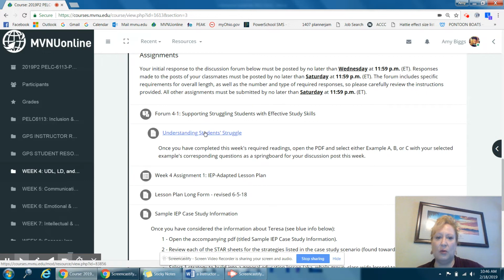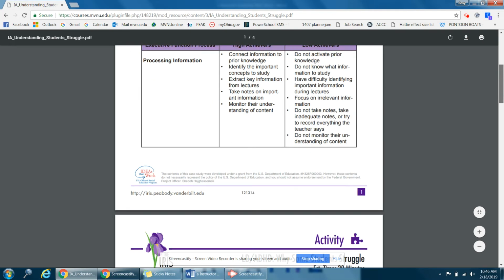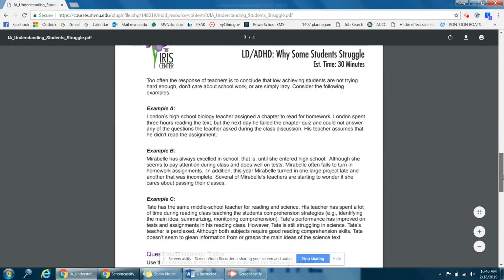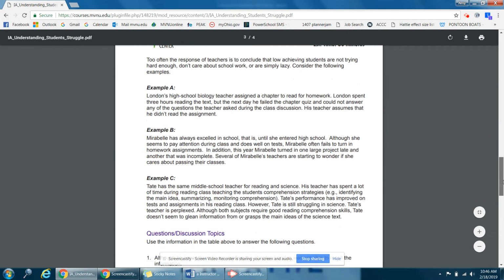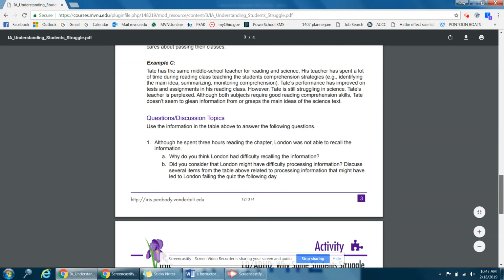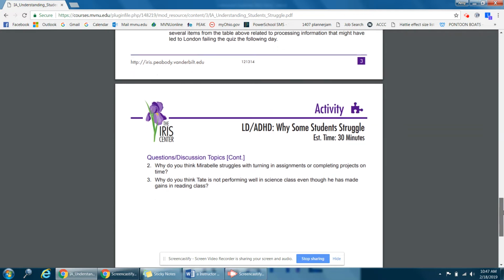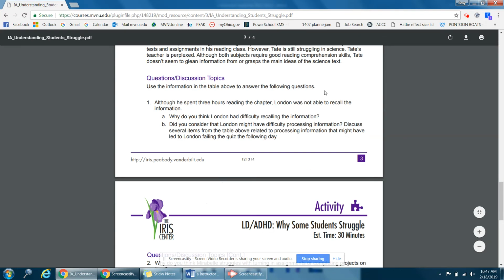So you will want to look at this PDF. You'll want to read this information and then scroll down. Example A is about London. Example B is about Maribel. Example C is about Tate. And then question number 1 is about London. Question number 2 is about Maribel. And question number 3 is about Tate. So you only have to answer one of those questions, not all 3. Okay?